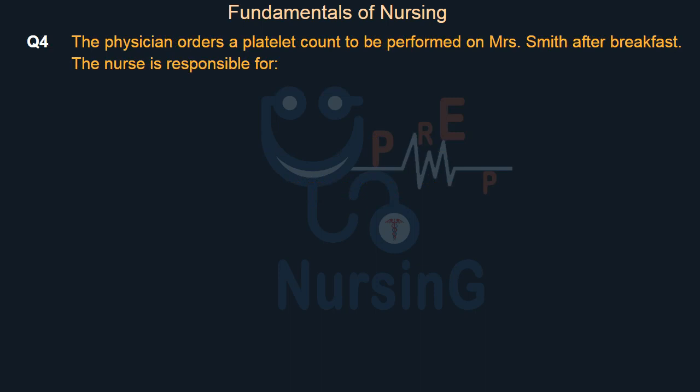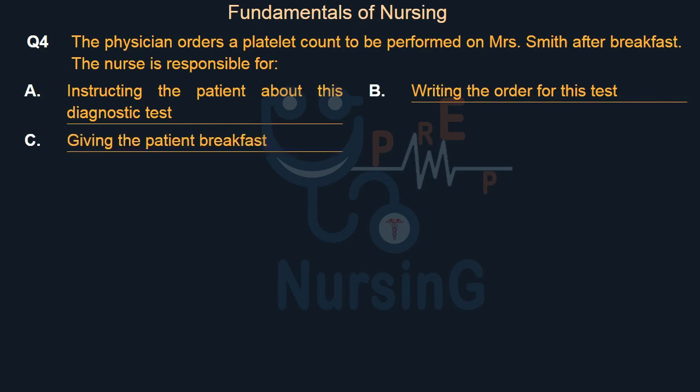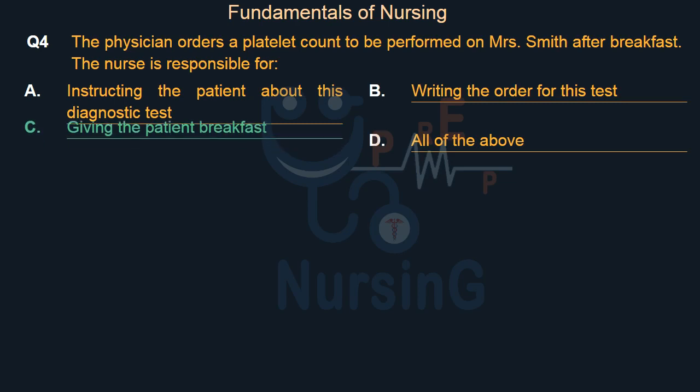The physician orders a platelet count to be performed on Mrs. Smith after breakfast. The nurse is responsible for Option A. Instructing the patient about this diagnostic test. Option B. Writing the order for this test. Option C. Giving the patient breakfast. Option D. All of the above. Right answer is Option C.